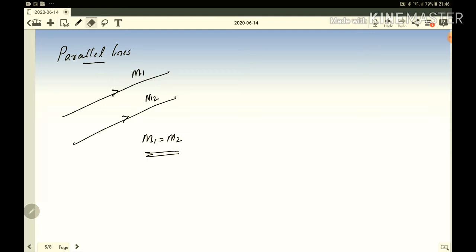Their gradients are the same. Look at the equations of two lines. y is equal to 2x minus 3. y is equal to 2x plus half. What can you say when you look at these two equations? These two equations are representing straight lines and they are parallel. Why did I say that? Because look at the gradient. The gradients of the two lines are the same. So we can say that these two lines are parallel.